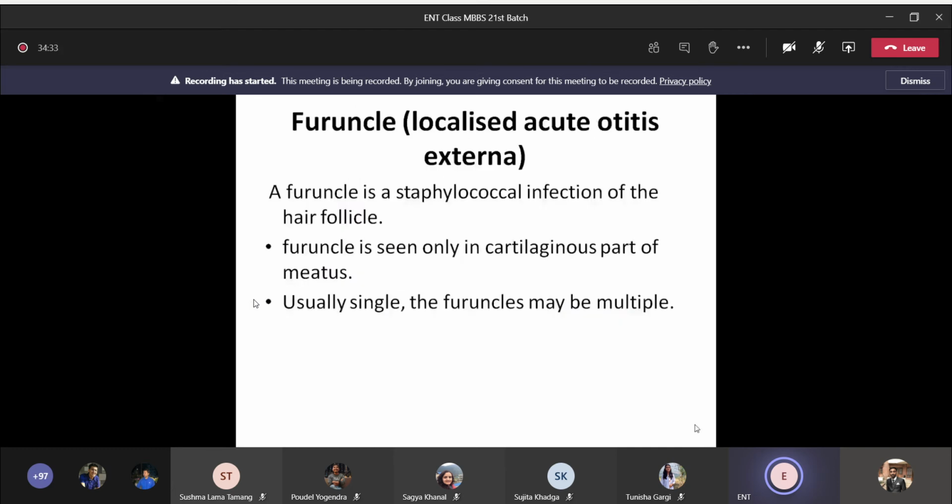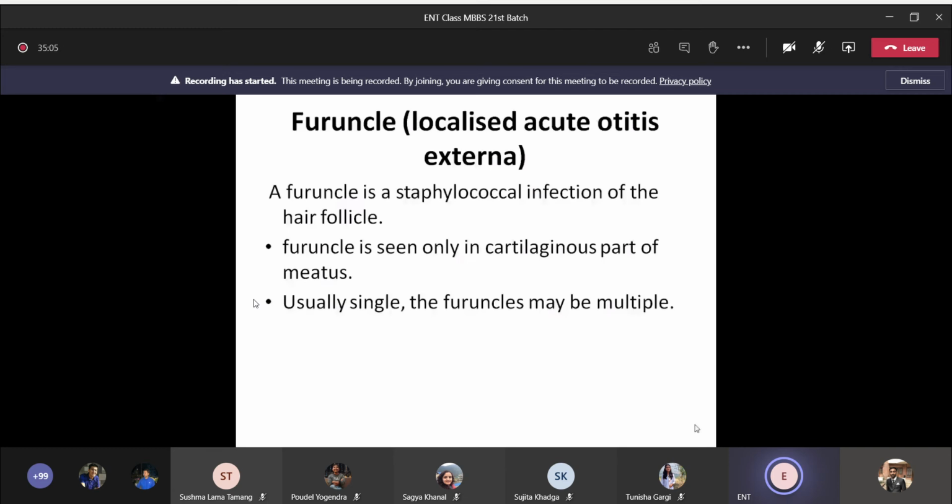So first, furuncle or localized acute otitis externa. Furuncle is a staphylococcal infection of the hair follicle. It is seen only in the cartilaginous part of the meatus, because only the cartilaginous part of the meatus will have a skin lining, and for a furuncle to develop, there has to be an infection of the base of the hair follicle. So it is usually single, but sometimes it can also be multiple.